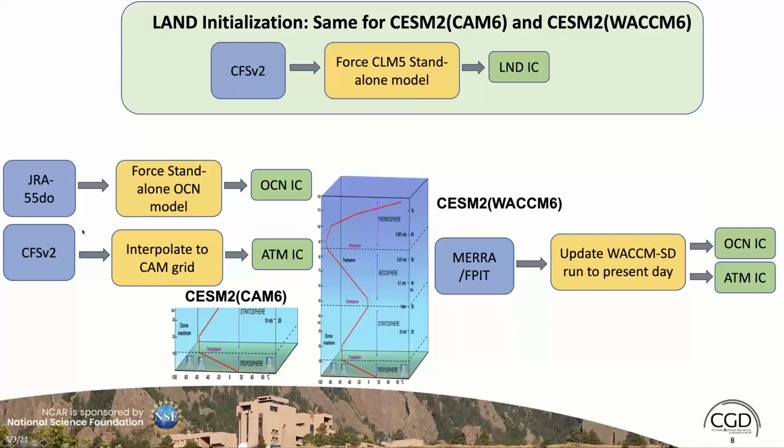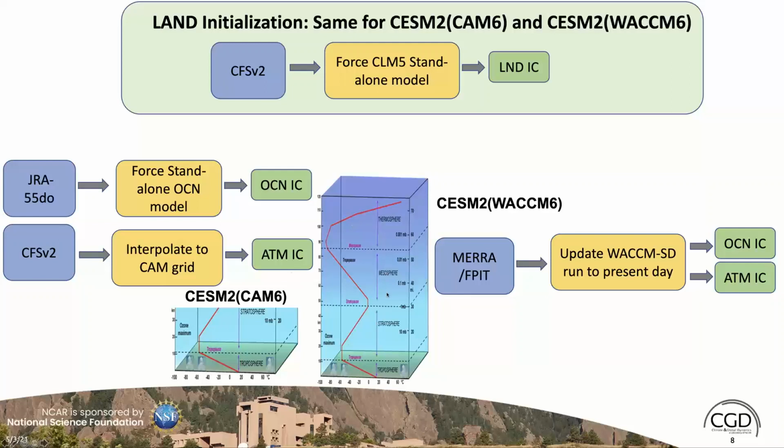For CSM2, we keep going with the JRA 55 data ocean, and we're using CFS v2 atmosphere instead of ERA-Interim because we cannot get ERA-Interim in real time, and we can get CFS v2. And we simply just interpolate it to the CAM grid and get our atmospheric initial condition.